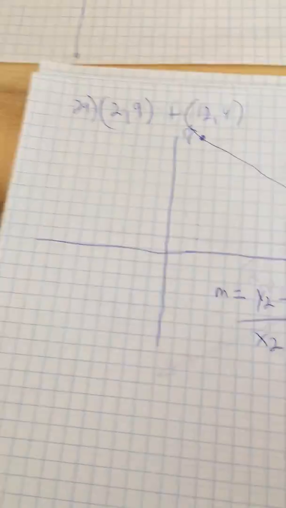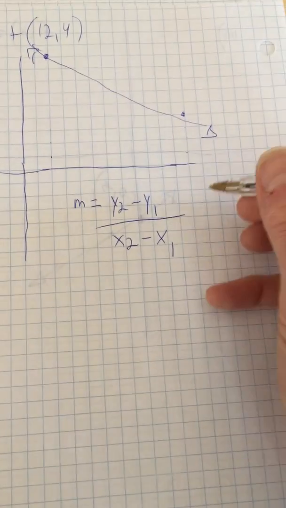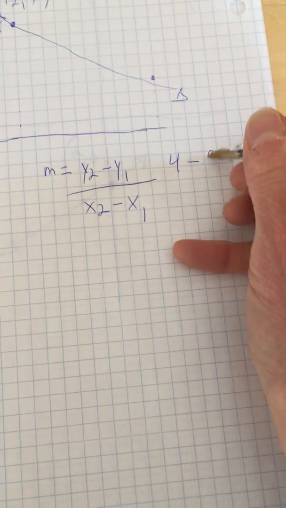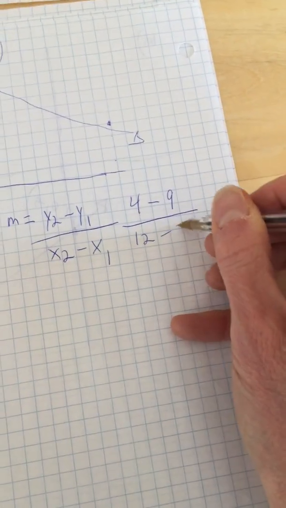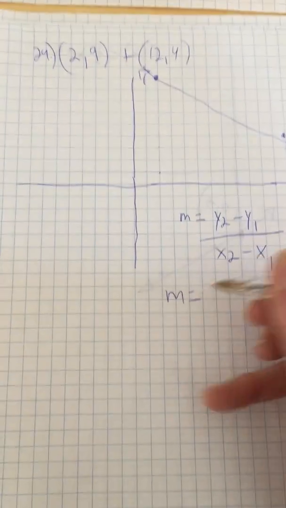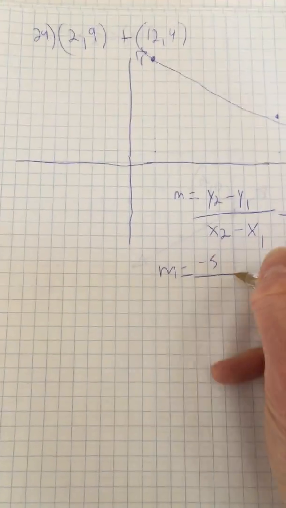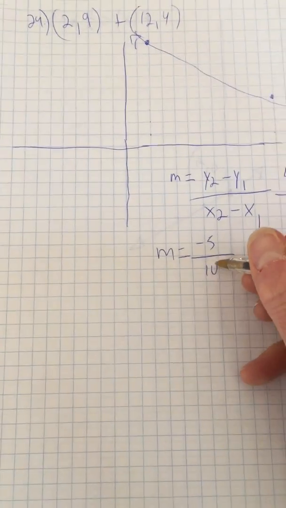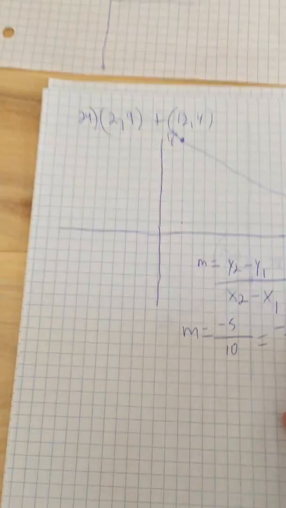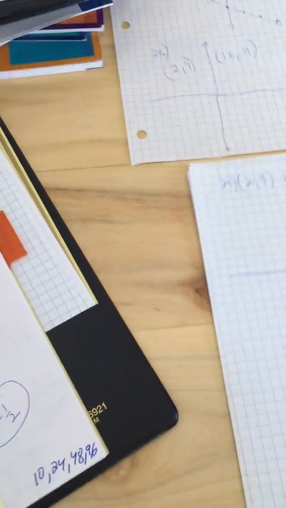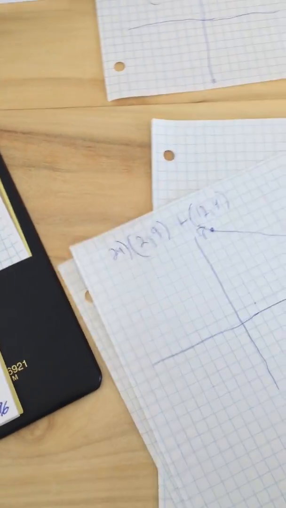Okay. So, with that in mind, you're going to take y2, which is 4, and subtract 9. And then you're going to take x2, which is 12, and subtract 2. And so your m ends up being, obviously 4 take away 9 leaves you with negative 5, and 12 minus 2 leaves you with 10. If you reduce that fraction, your slope is negative 1/2. Now, I did not have to redo the third problem because I got that correct.